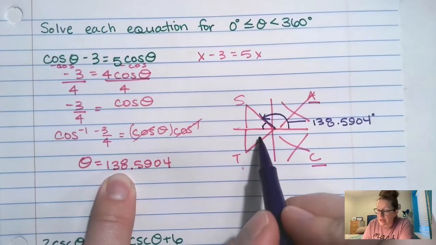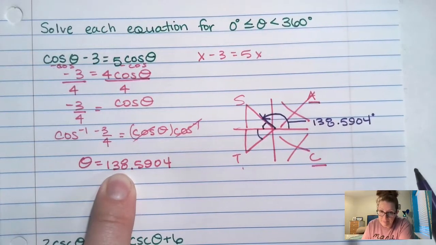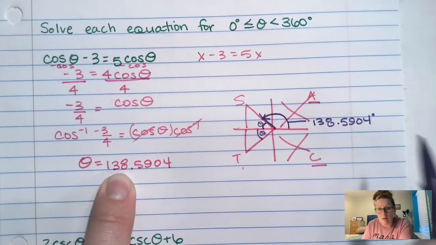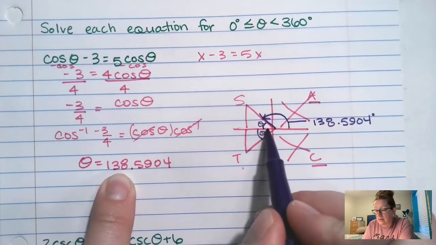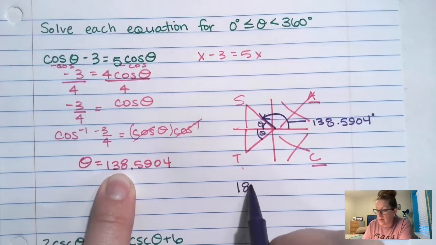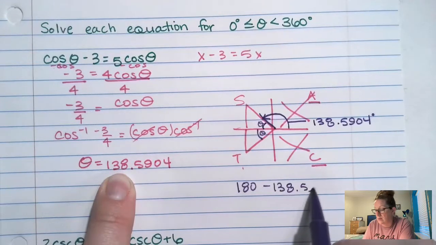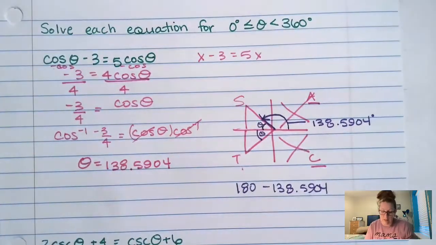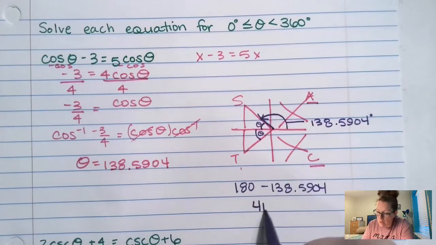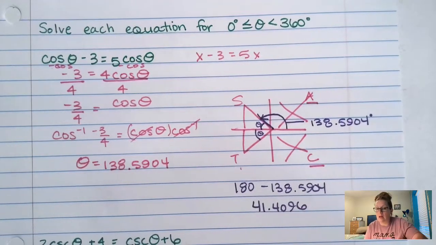We do need to do work to figure out what our reference angle is. So how could we figure out what this theta inside there is? Well, if I take 180 degrees and subtract whatever, wouldn't I get that guy? So it would work the same exact way if I said 180 minus 138.5904. That's going to give me my little inside guy. We get 180 minus 138.5904. So I get 41.4096. So now I know my little inside guy is 41.4096.